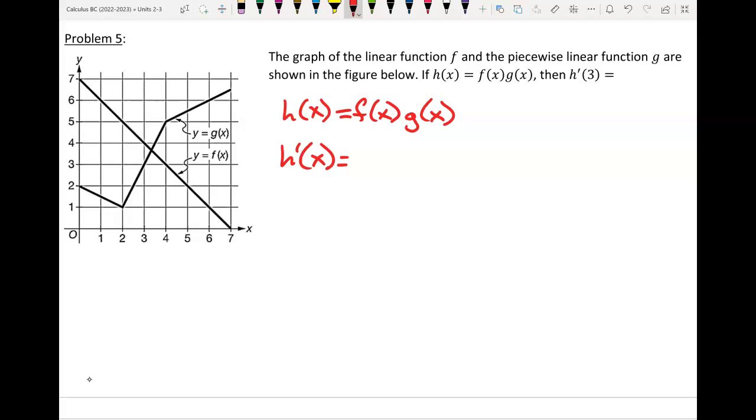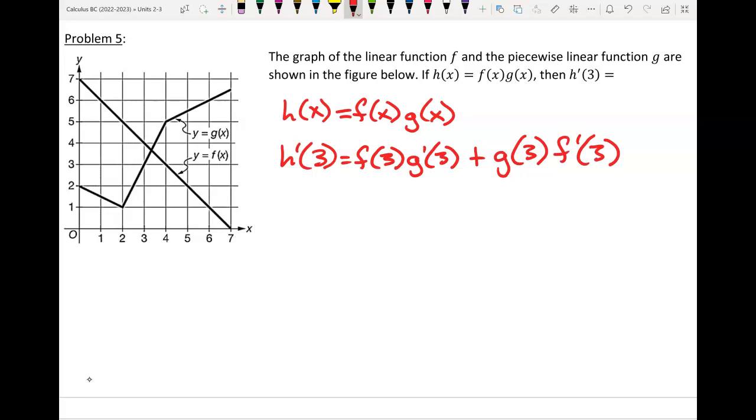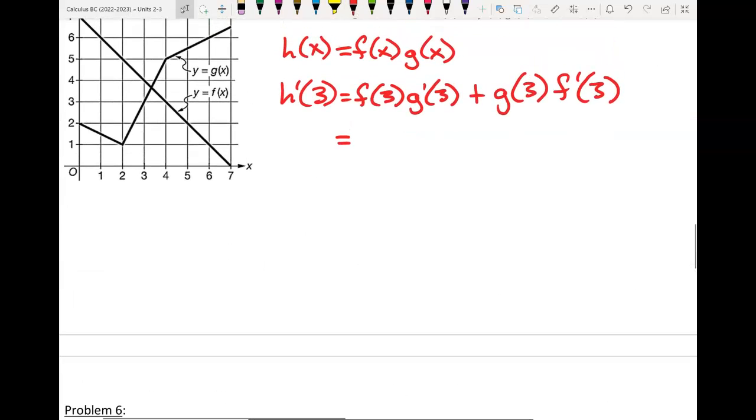So we did f of 3 times g prime of 3, plus g prime of g, just g of 3. And then you find the 2 values, f of 3 and g of 3. What is f of 3? 4. What was g of 3? 3.